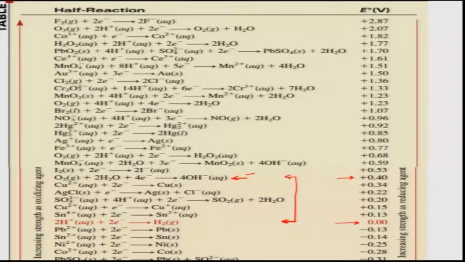Now, similarly, if I try to see 1.23, this reaction, which is the oxygen reduction in water medium in acidic condition, it is highly positive as compared to the hydrogen. So, this will be a preferred reduction reaction if we have acidic medium and dissolved oxygen.